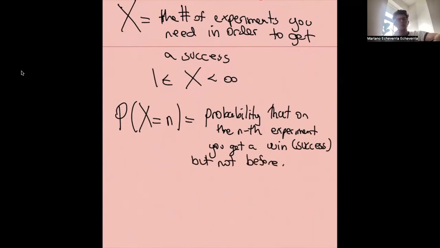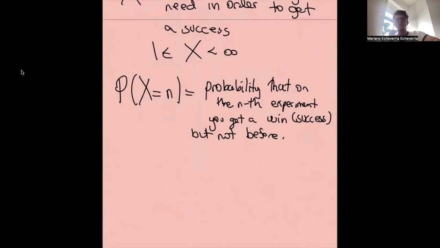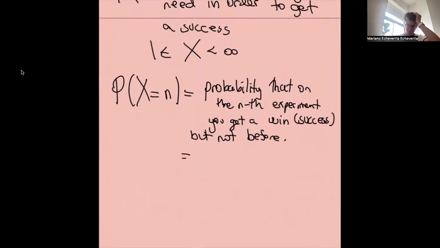So basically it's kind of like saying you got tails until the nth time, and on the nth time you got a heads, right? So what's the probability for that to occur? What do you think it would be?